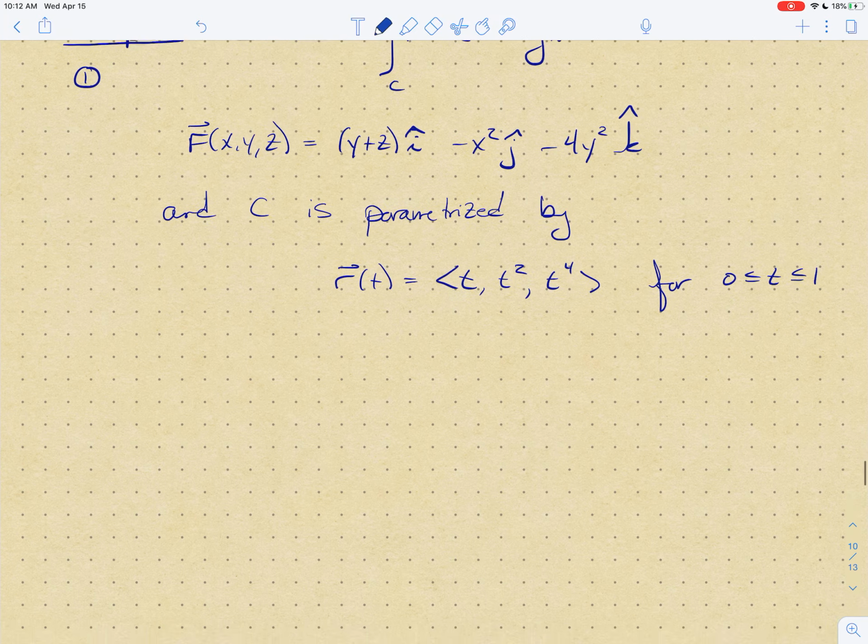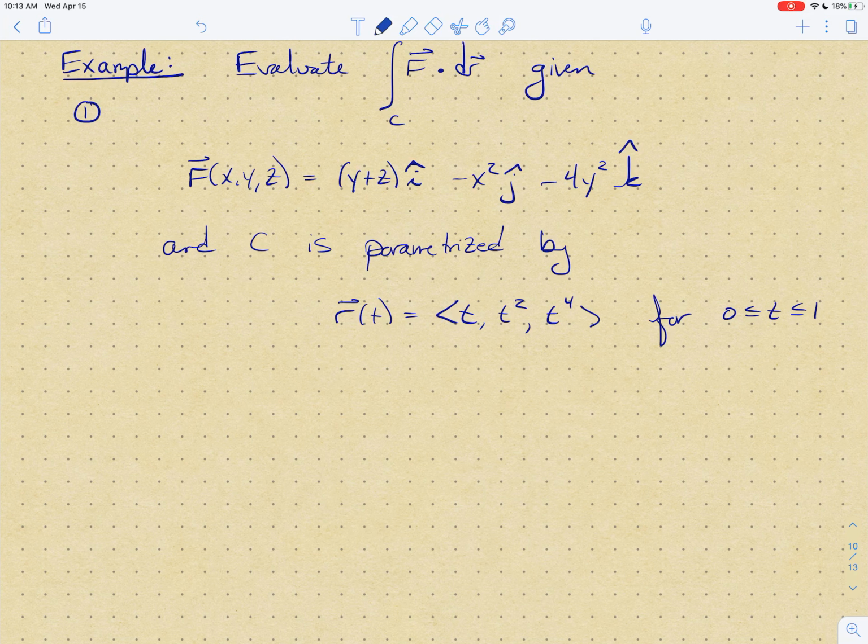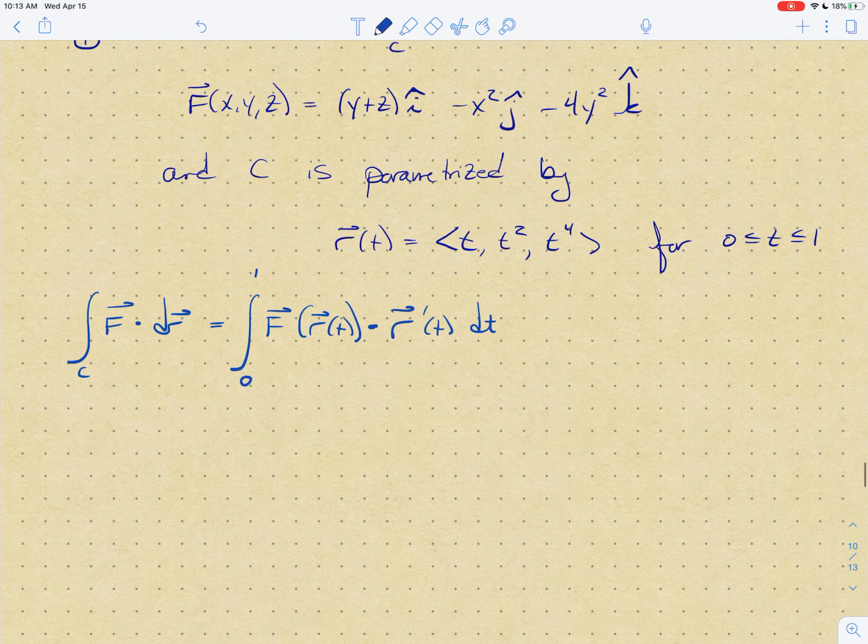And so let's go ahead and set this thing up so we can immediately write down the line integral along C of f dot dr. We know this is the integral from, in this case, 0 to 1 of f of r of t, and we're going to dot with r prime of t dt. And I want to work this out with you step by step. So integral 0 to 1.